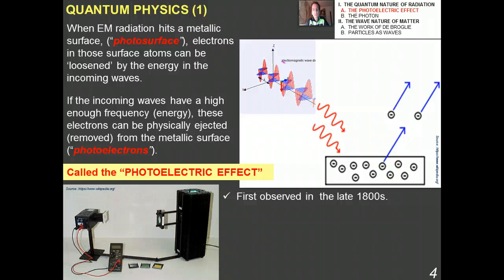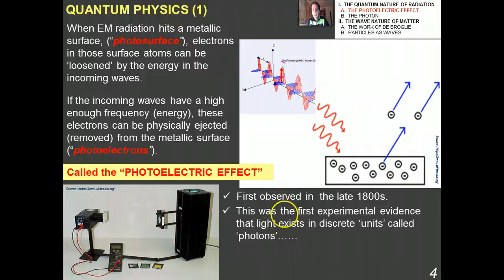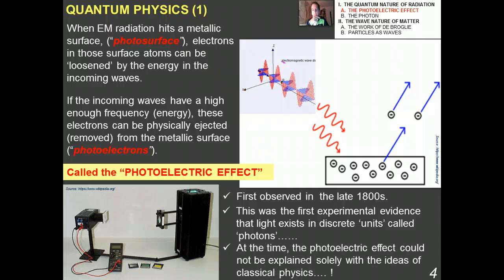It was first observed in the late 1800s, and here's a basic apparatus for a photoelectric effect. This was the first experimental evidence that light exists in discrete units called photons, which I'll talk about in the next video. At that time, the photoelectric effect could not be explained solely with the ideas of classical physics.